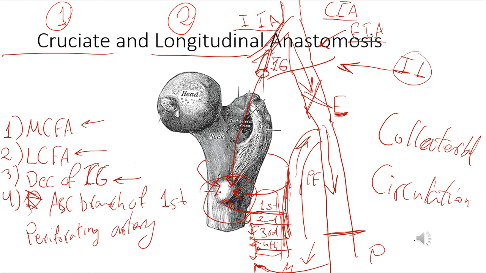So if they ask you, for example, what makes up the longitudinal anastomosis in the back of the thigh, you would say the four perforating arteries, as well as the muscular branch of popliteal. And that's it. There is nothing more to know about the back of the thigh. And now we're going to move on to the knee.